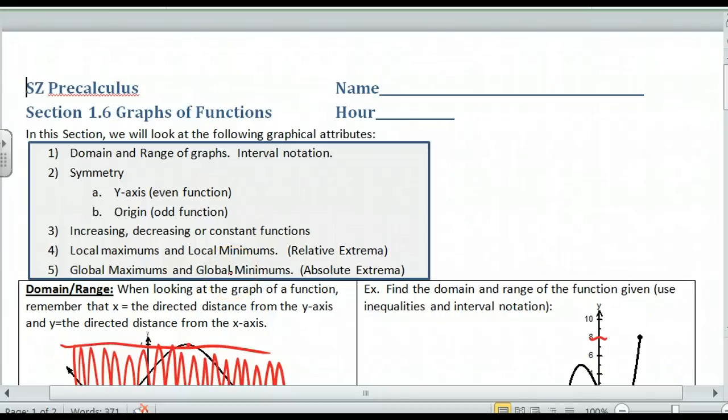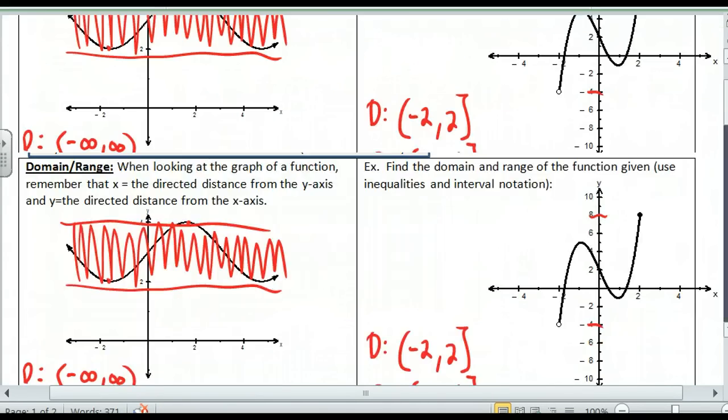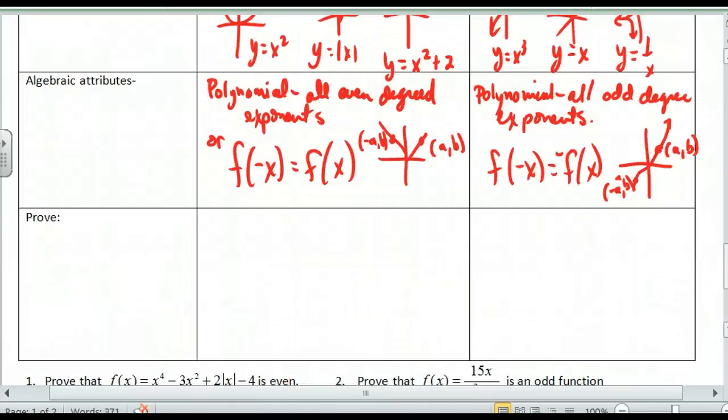Okay, this is section 1.6, graphs of functions. This is the second part. The first video is getting a little long, so we're going to try to show you how to prove or show if it's an odd or even function. So I'm going to go to the end here.